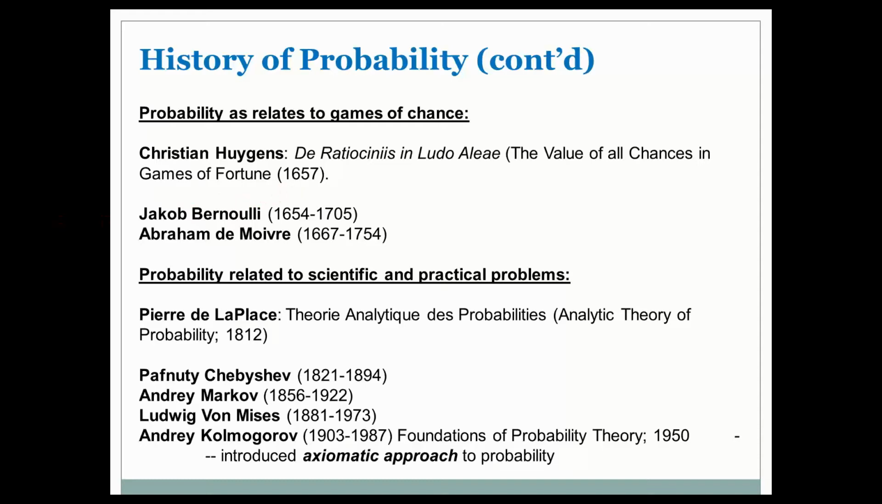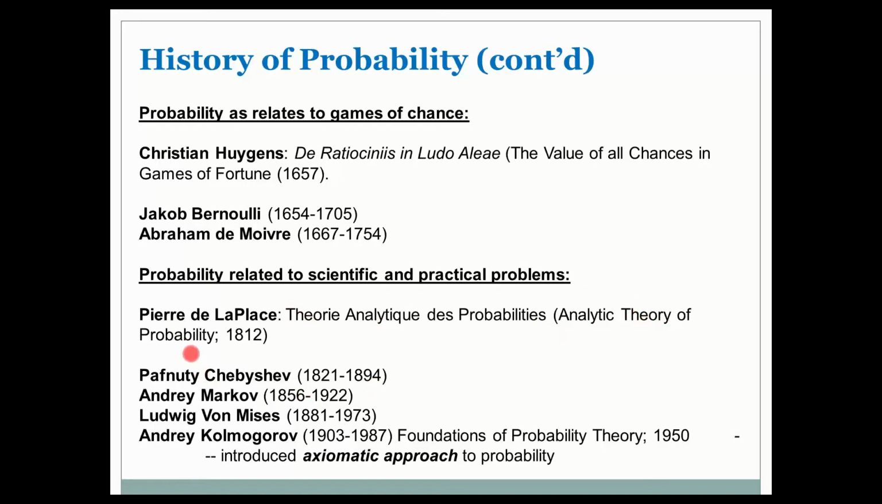Because of the inherent appeal of games of chance, probability theory soon became quite popular, and the subject developed rapidly during the 18th century. The major contributors during this period were Bernoulli and de Moivre. Bernoulli, you'll hear about him quite a bit in statistics. He made a lot of contributions to statistics. In 1812, Pierre de Laplace introduced a host of new ideas and mathematical techniques in his book, translated as the analytic theory of probability.